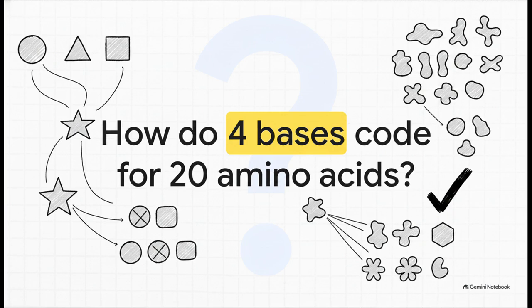Think about it. How do you get 20 different amino acids out of an alphabet that only has 4 DNA bases? If one base coded for one amino acid, well, we'd only have 4. If they paired up in 2s, 4 squared is just 16. We're still short. So how on earth does nature bridge this impossible mathematical gap?